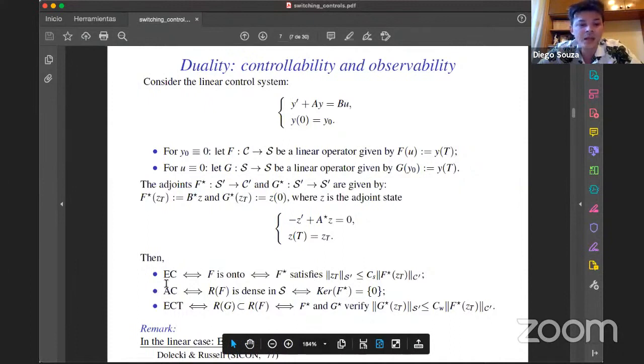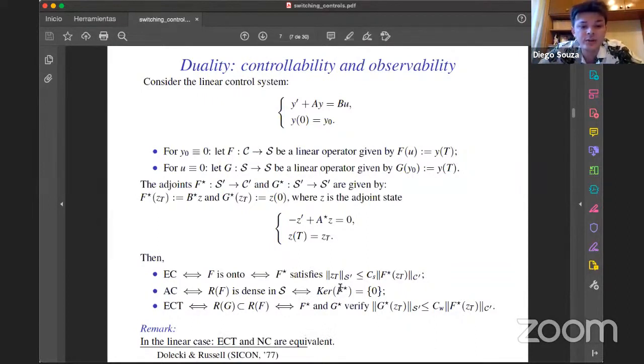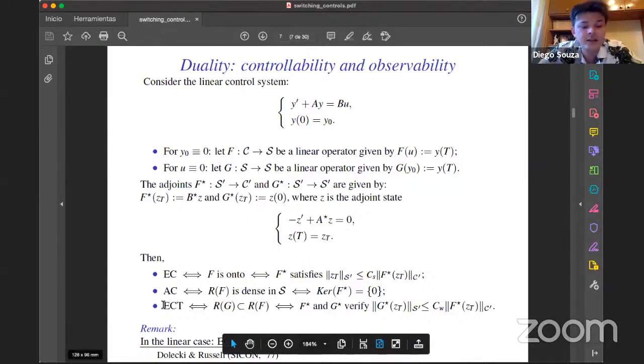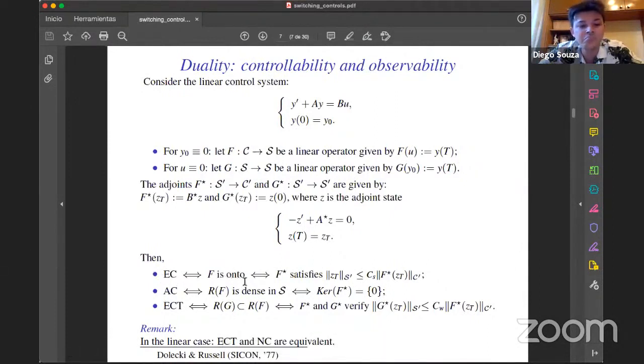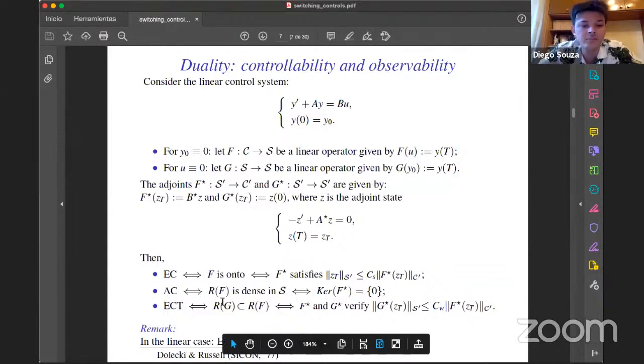Okay, and the approximate controllability is equivalent to the density of the range of f in the space S, and this is equivalent to the injectivity of the adjoint of f. I mean, these two properties we teach in the functional analysis course, but this is a little bit new for people that have studied functional analysis.